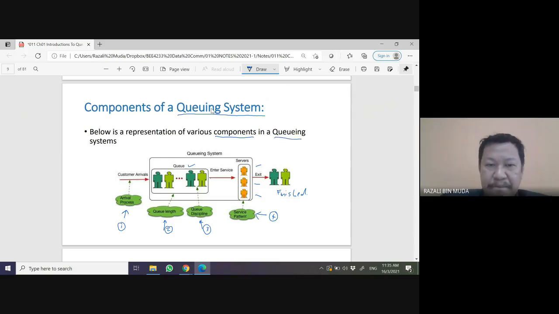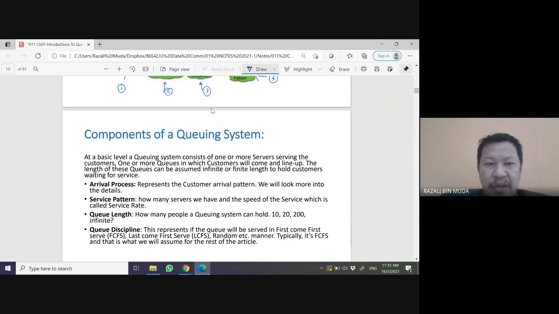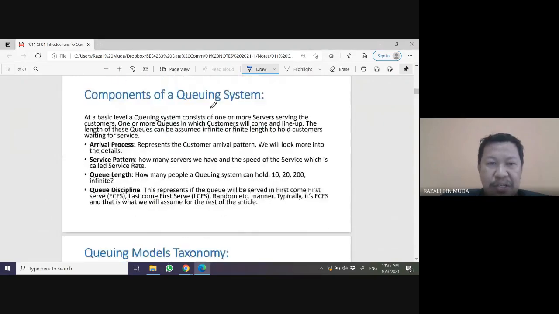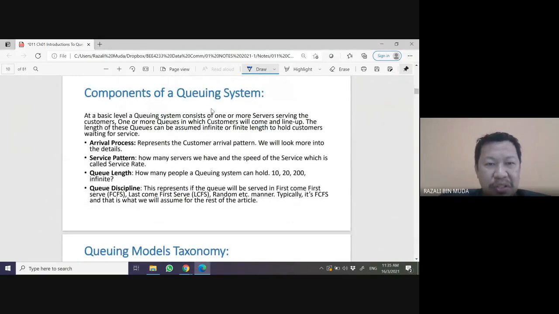So basically, the components of a queuing system, there are four.